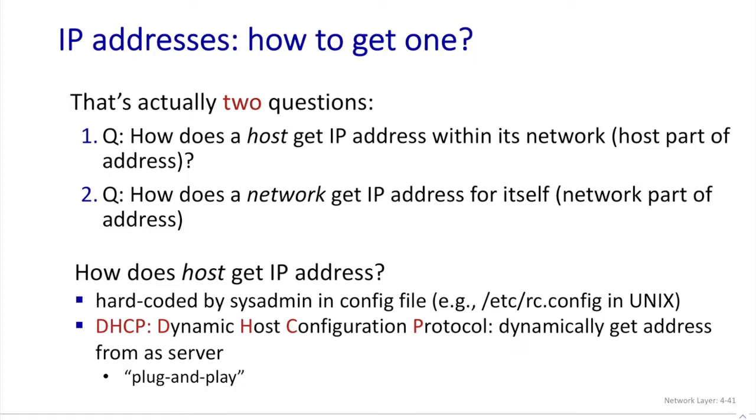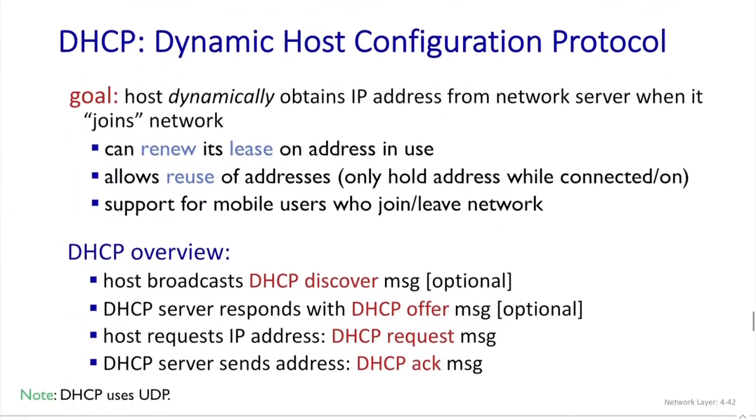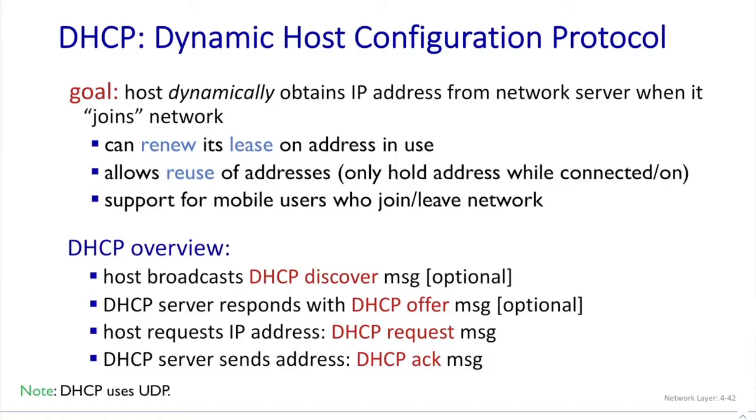But how does your laptop get an IP address from your campus network? There should be some mechanism, right? The mechanism is called DHCP, Dynamic Host Configuration Protocol. This is a layer 7 protocol. It runs on top of UDP. So let's take a look at the definition of DHCP.